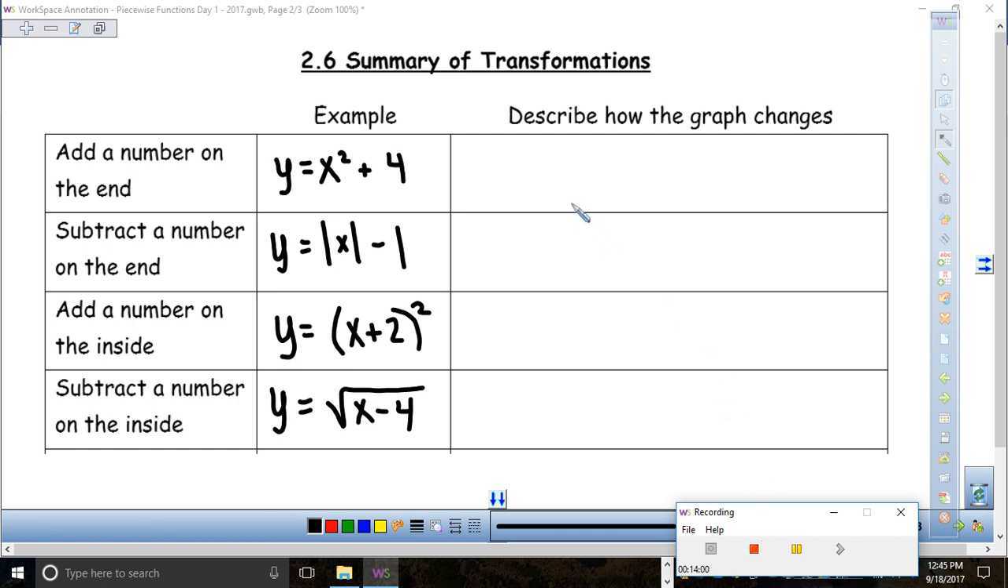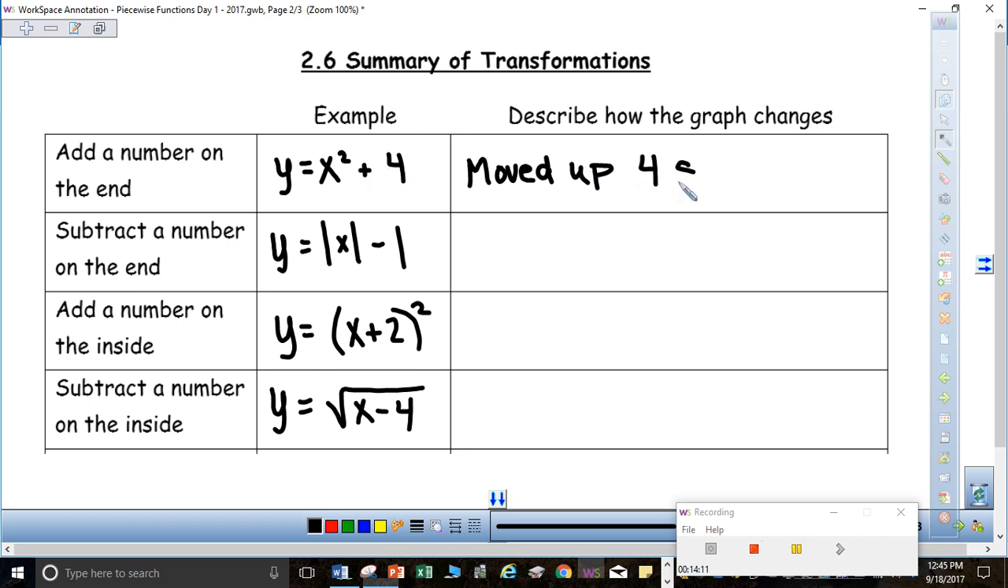Okay, so at this time, if you're restarting the video, you should already have this chart all the way filled in, and let's just go through this together. So adding a number on the end, description of how the graph changes, we should see that our graph moved up a certain number of spaces. In this case, if it's a +4 on the end, our graph is going to move up 4 spaces. Whatever this value is that's added tells us how many units we're moving up. The second scenario, if we're subtracting a number on the end, we should see that our graph has moved down a certain number of spaces. So in this case, it's moving down 1 space.